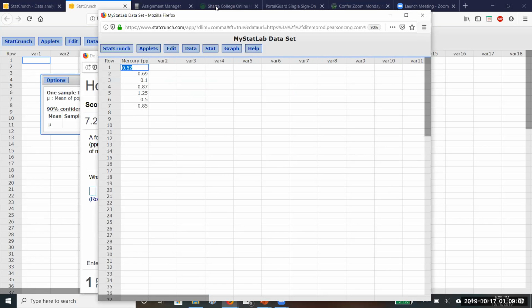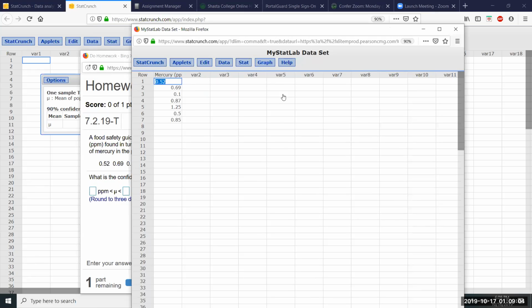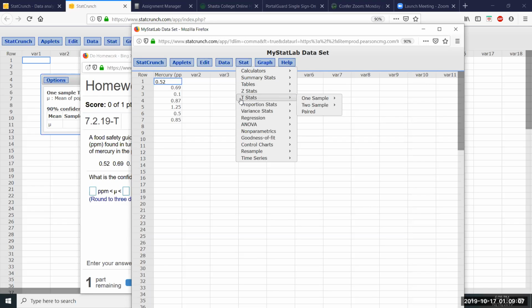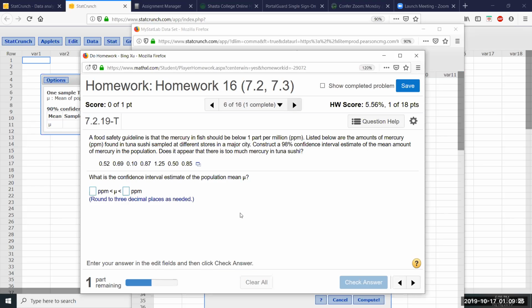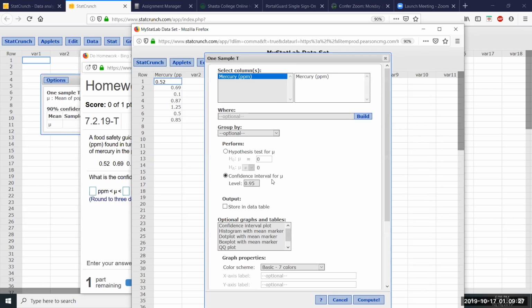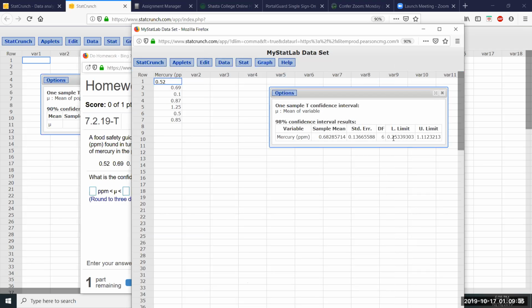Since we don't know the population standard deviation, we don't know sigma, that means it's t-stats, one sample. Here it is with data instead of with summary. With data, and choose the column. Now, the confidence interval, which is 0.98. Okay, 0.98. Compute. You have the lower limit, upper limit.